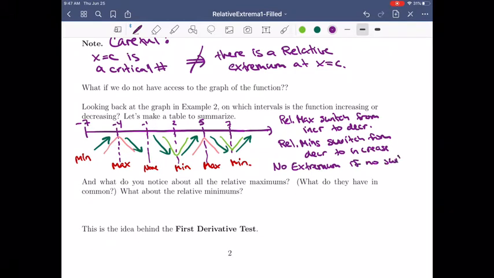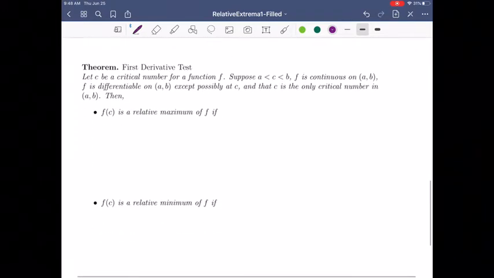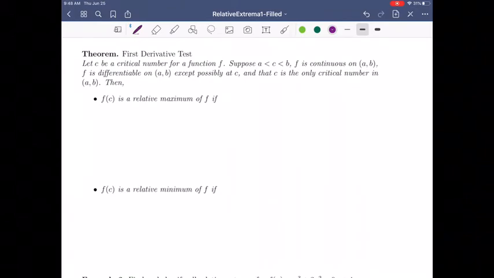This is the idea behind the first derivative test. I should have written that down here. That's where I'm going to go now, and then we're going to do one example. So what does the first derivative test say? This is testing for extrema.